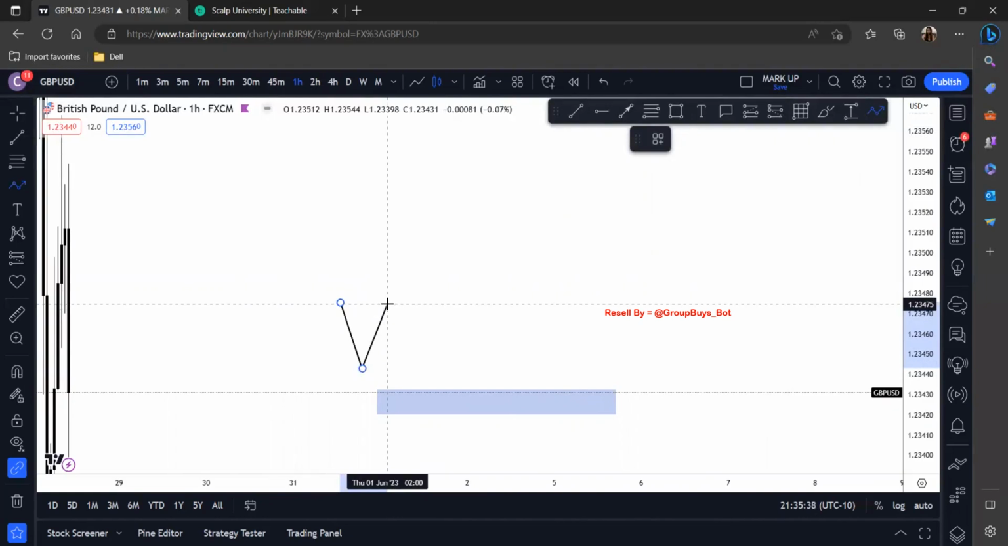I really should have did all the bearish liquidity models together, but it is what it is.